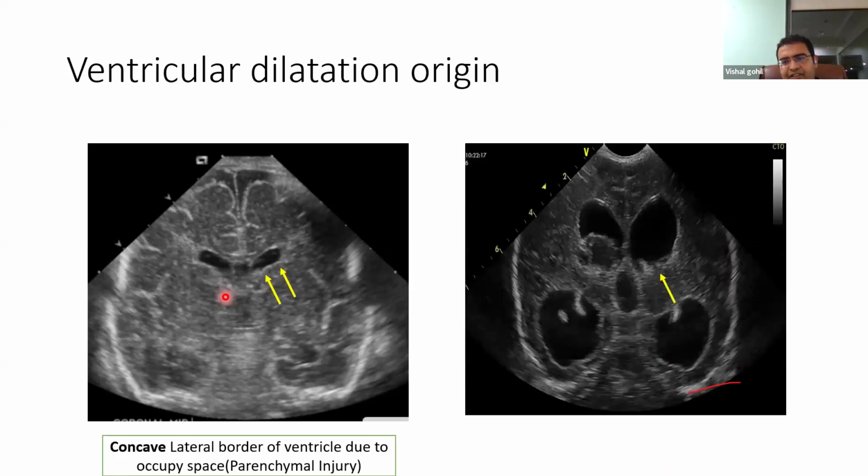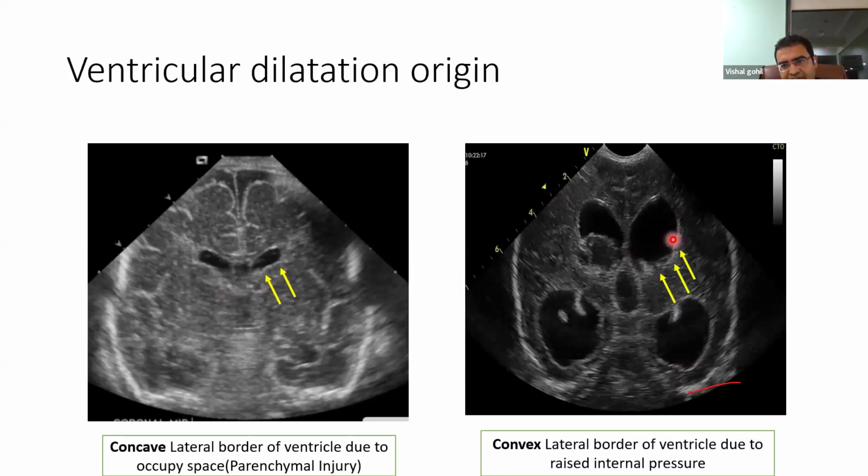If there is a raised intracranial pressure, the lateral wall of your lateral ventricle would be a convex surface. That is because of your IVH or any other reason for raised intracranial pressure. Okay. So if you see concave, again, it is because of the parenchymal injury. If it is convex, that is because of raised intracranial pressure.